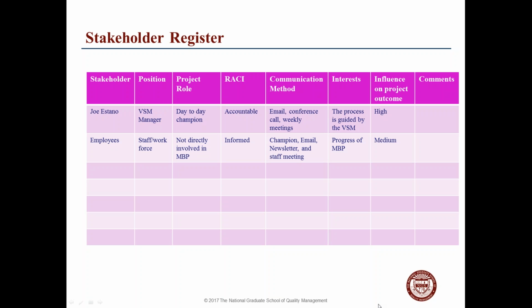And then the other stakeholders would be the employees, the engineers that are actually doing the work. They're not directly involved with us. Dave speaks with them, but we don't. The rest of the team doesn't have contact with them. And their communication method: same email, meetings, and then going through the champion. Next slide.